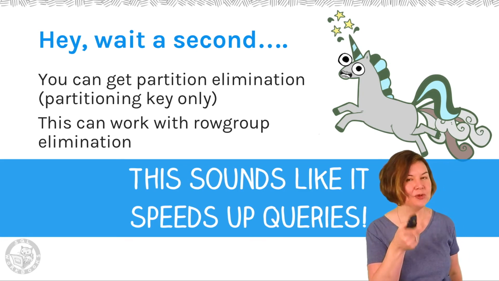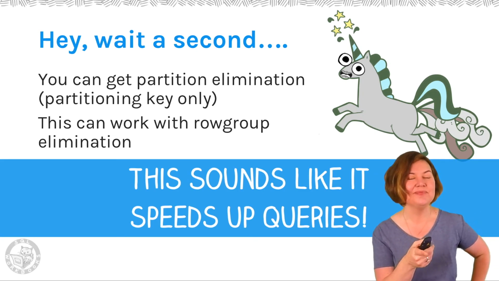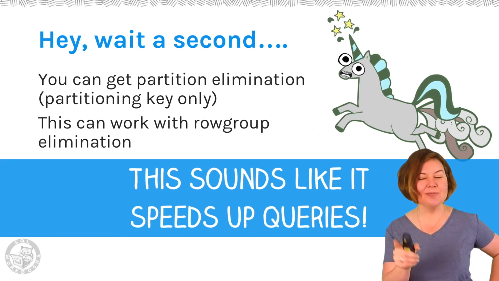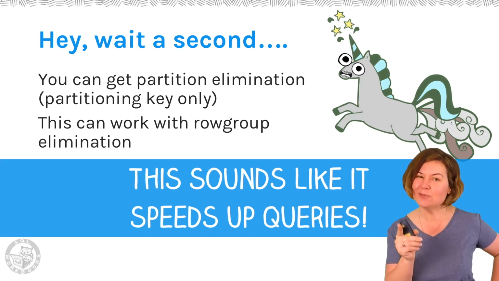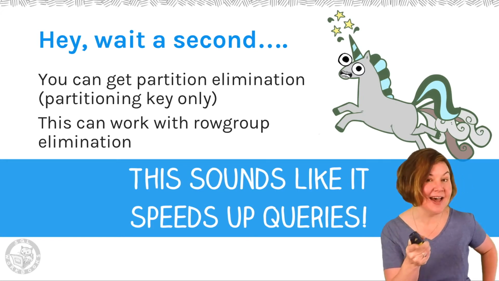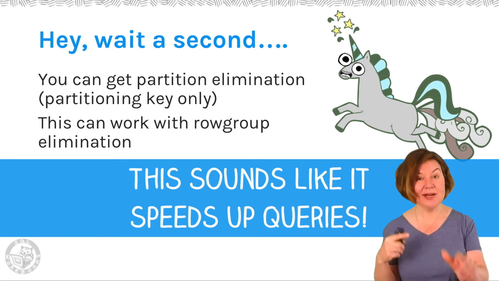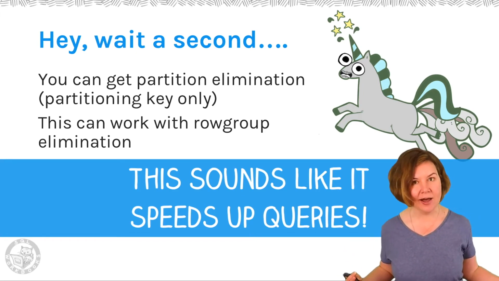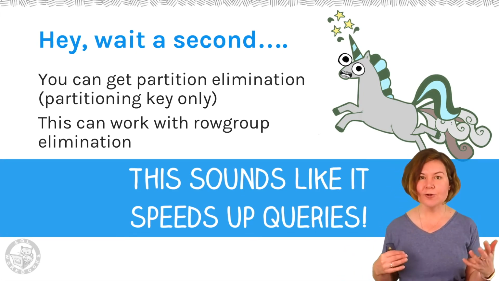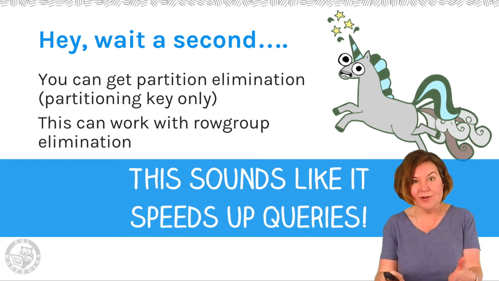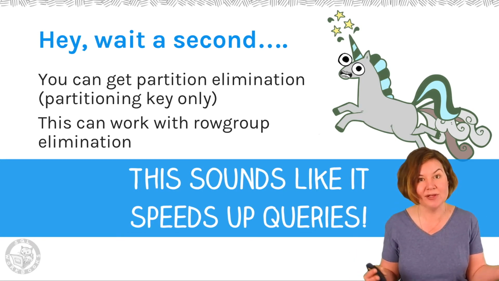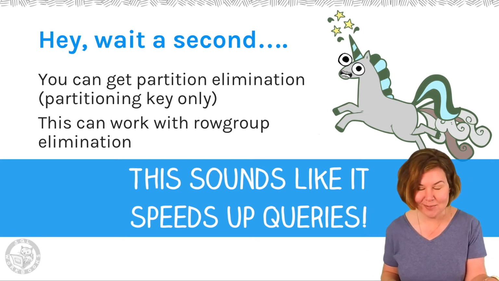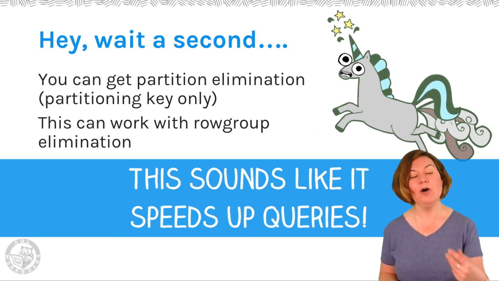Now, you may be looking at the slide and thinking, wait a second here. You said table partitioning doesn't speed up query performance, but actually in this case of column store indexes, this does sound like getting partition elimination could speed up query performance, because in this case, I don't have the option to do a seek otherwise. And I've sort of supercharged my row group elimination by adding partition elimination on top of it.